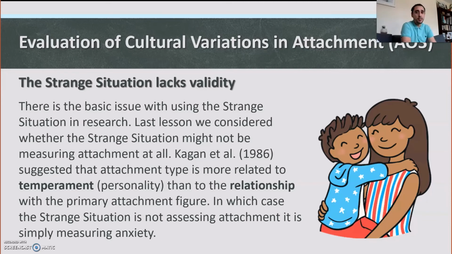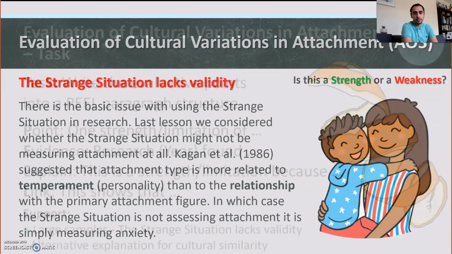Some people like to be with other people, some people don't. Let's say an insecure avoidant attachment type where the mother leaves the room and the baby doesn't care. Does that show that they have a bad personality? Kagan would argue, no, not necessarily. Maybe they're just a type of child that likes to be more independent. So this is a limitation.